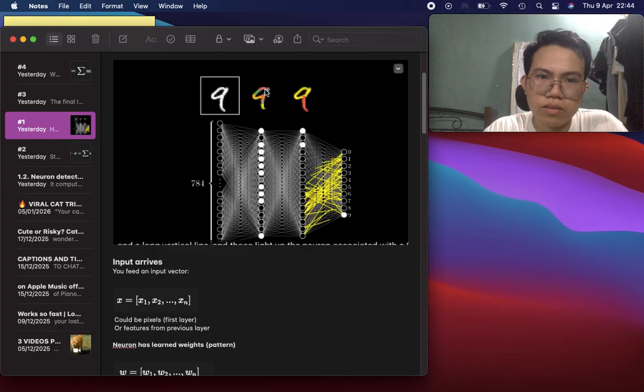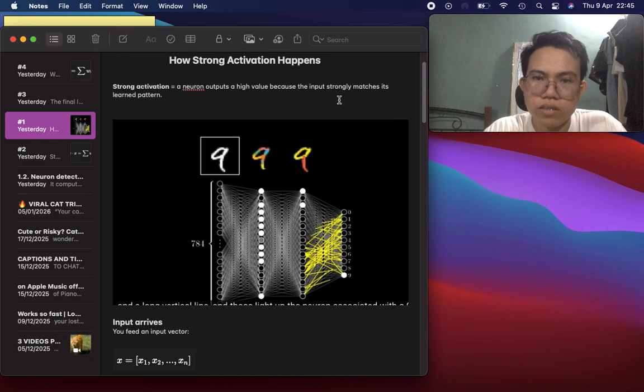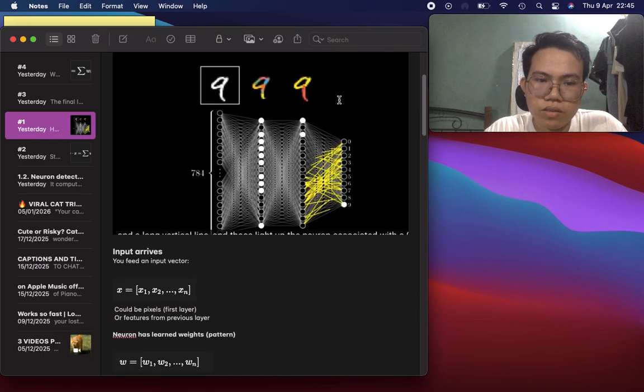Like, for example, this pattern, like here we see in the red. The patterns are learned in this particular neuron. It detected it here, that's why it lights up. And some of the neurons don't respond or light up because they didn't detect the pattern. The pattern here didn't match. So strong activation means a neuron outputs a high value because the input strongly matches its learned patterns.